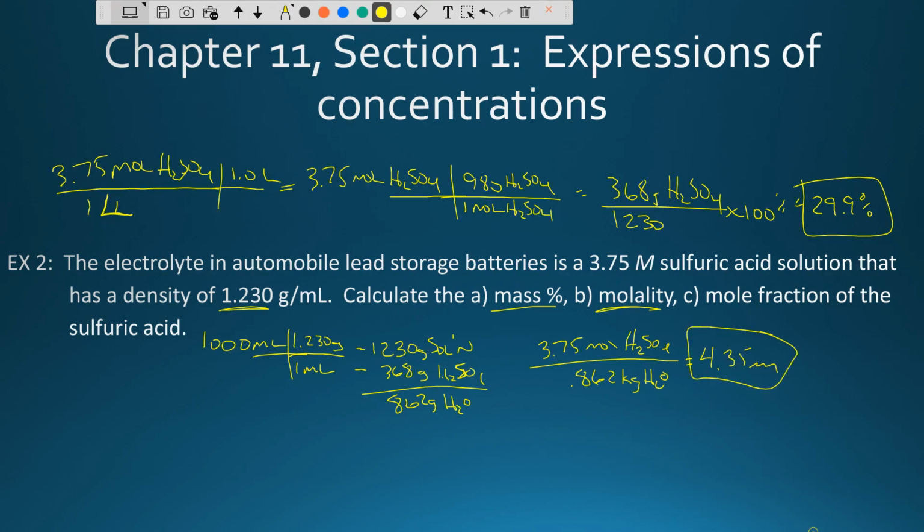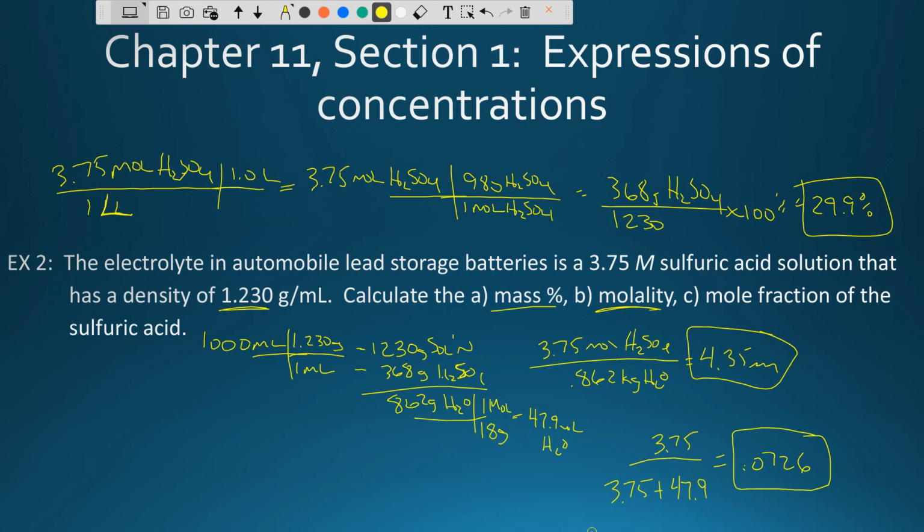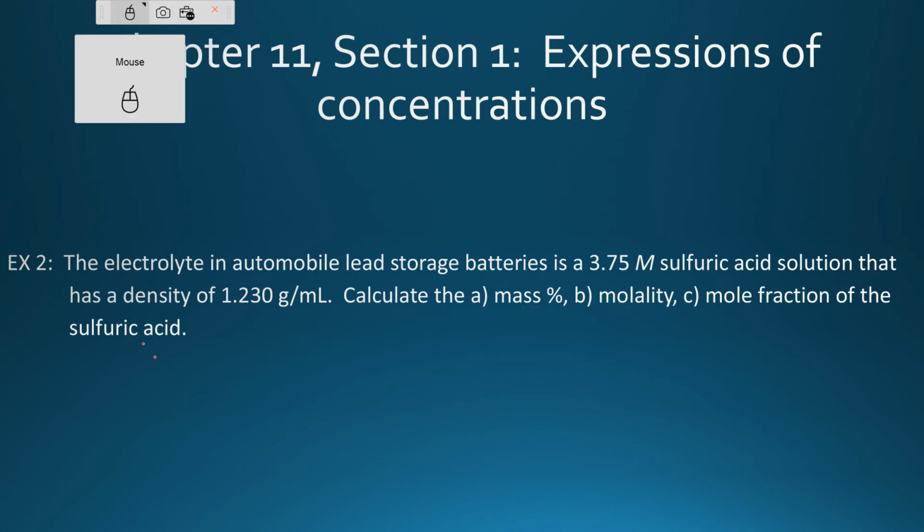Last part, we're taking a look at the mole fraction. Well, I know that I've got to convert my water into grams. So 18 grams of water is 1 mole of water, and so I end up with 47.9 moles of water. I already had my sulfuric acid, so 3.75 divided by 3.75 plus 47.9. Okay, these are all in moles now, and so I end up with a mole fraction of 0.0726. That's my sulfuric acid mole fraction. Okay, so pretty straightforward if we just know our definitions. Molality is moles per kilogram, the percent solution is going to be in grams, and yeah, everything is taken care of in this case. All my units are going to agree.